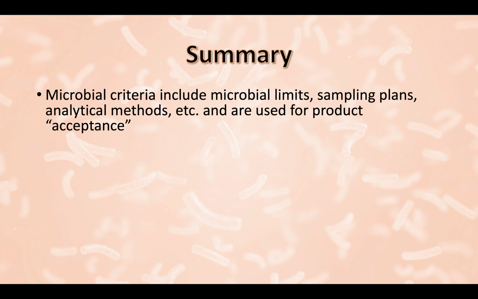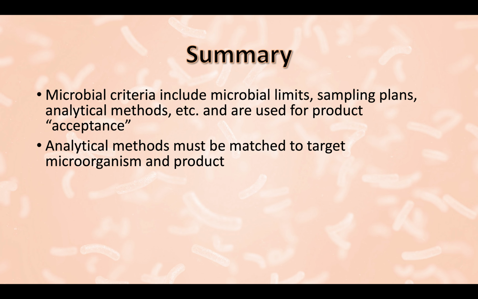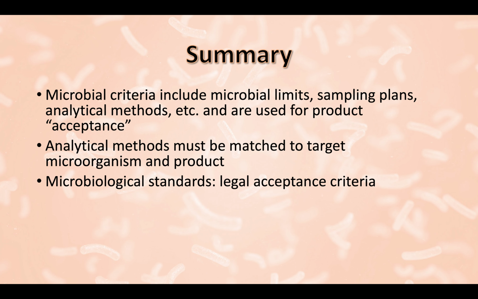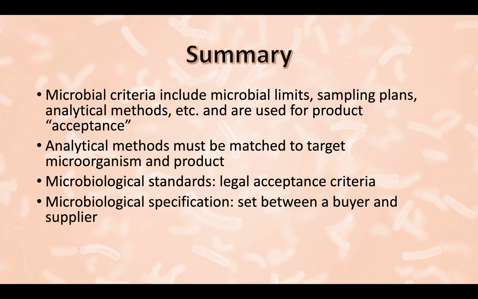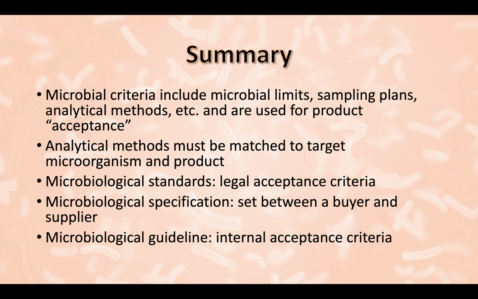In summary, microbial criteria include microbial limits, sampling plans, analytical methods, and are used to determine product acceptance. Analytical methods must be matched to the target organisms and the product. Microbiological standards are legal acceptance criteria. Microbiological specifications are set between a buyer and a supplier. Microbiological guidelines are internal acceptance criteria.